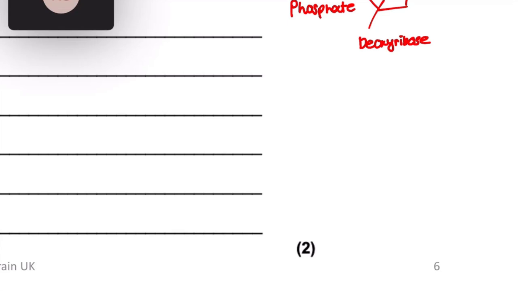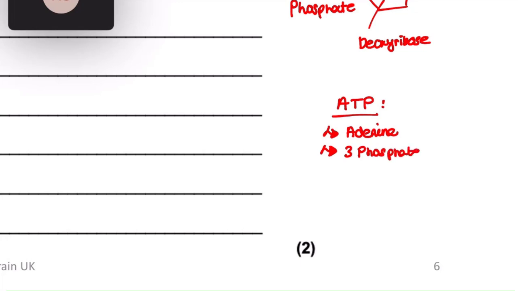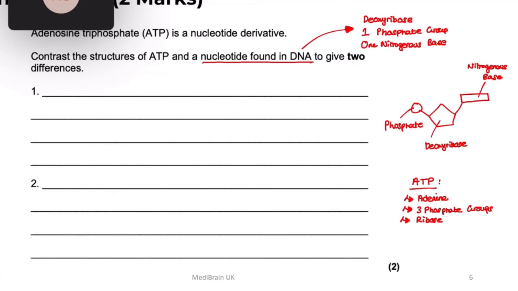Okay, so we know that ATP is made up of adenine. It's always adenine. That's the nitrogenous base that makes up ATP. We're going to have 3 phosphate groups. And the pentose sugar that we have is going to be ribose. Okay, so now we can compare the structures. I literally listed everything that you need to compare. We just need to pick 2.